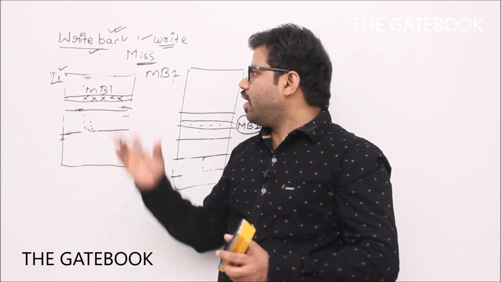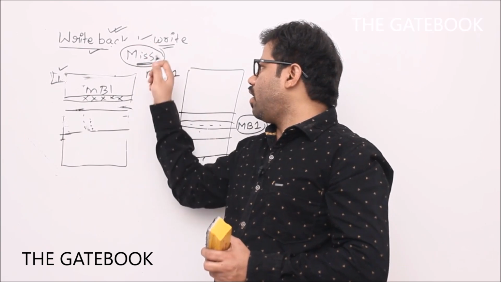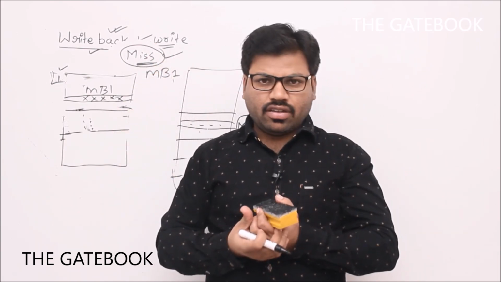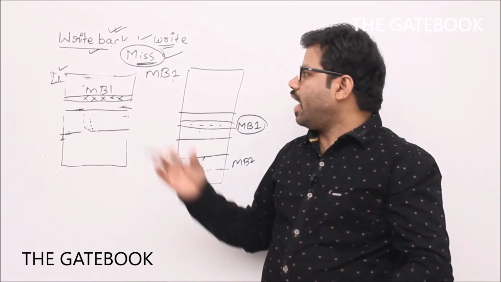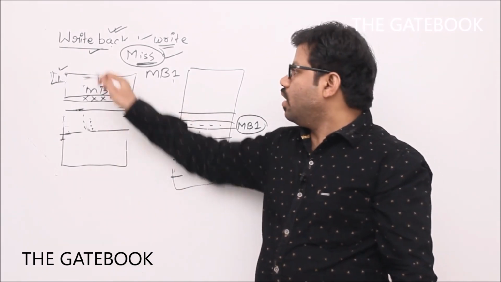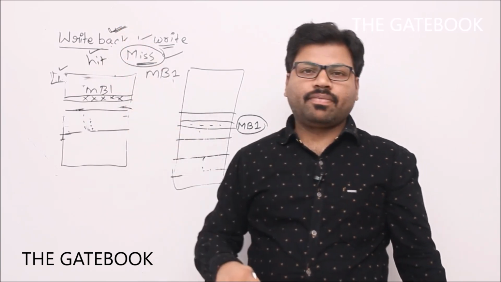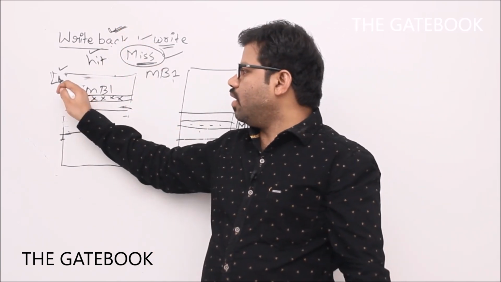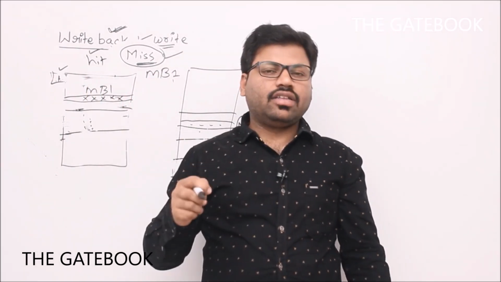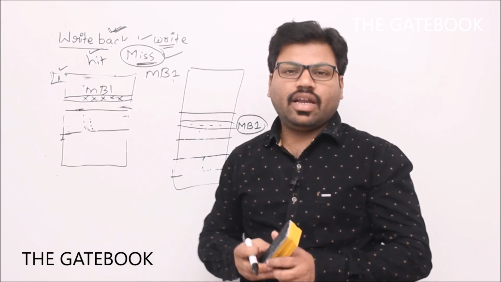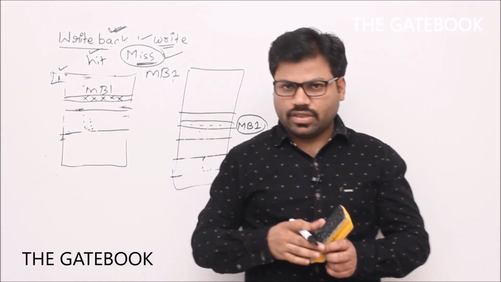Now I talked about only the miss case, right? You think about the hit case. Easily we can understand. If a cache hit occurs and the procedure is write back, but the data is already dirty, then what do you do? Think about it. It's the same, right? So this is all about write back and write through procedures. Understand?